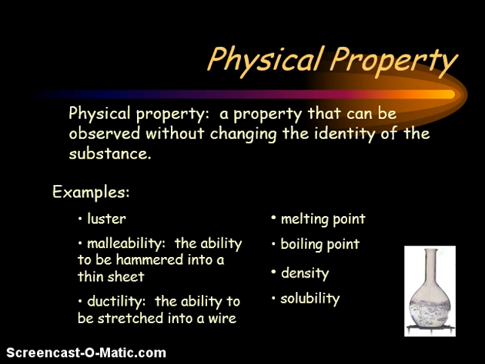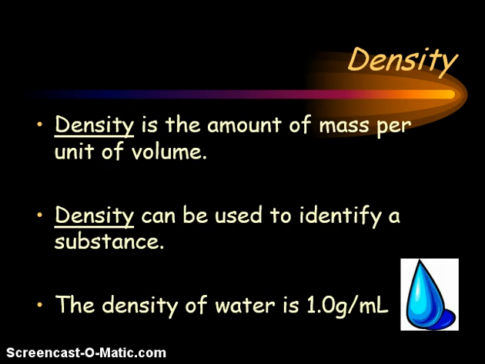Also, density is the amount of mass per unit of volume. It can be used to identify the substance. Every substance has its own density, like the density of water is 1 gram per milliliter. The water is always the same. Every milliliter of water is equal to 1 gram. All other objects have a density that can help you identify what they are.